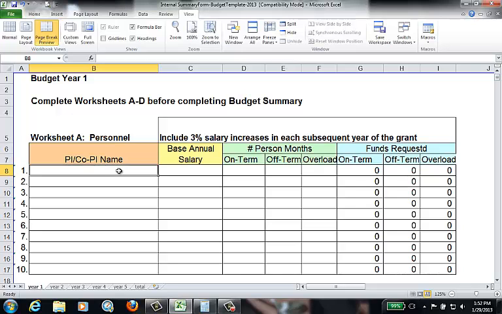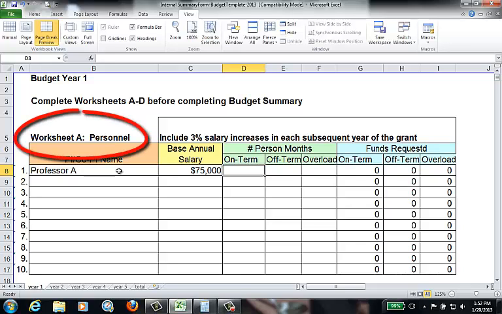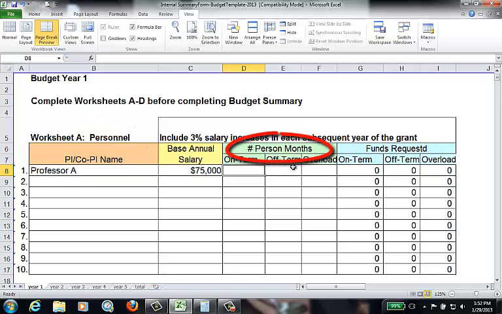For example, let's say Professor A earned $75,000 per year. You would add that on worksheet A of our internal budget form. Our form asks for the number of person months rather than for the percentage of effort.